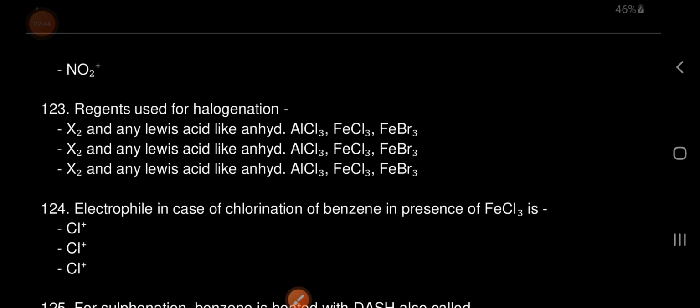Reagents used for halogenation are X2 and any Lewis acid like anhydrous AlCl3, FeCl3, FeBr3. The electrophile in chlorination of benzene in presence of FeCl3 is Cl plus.